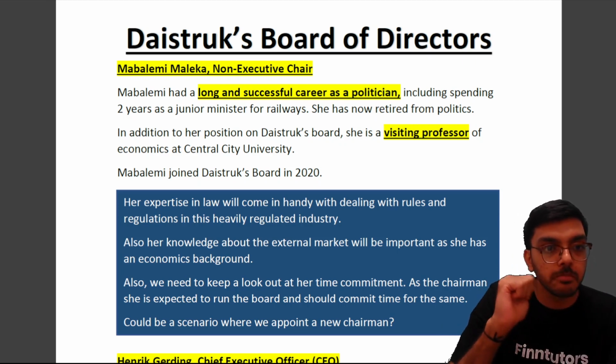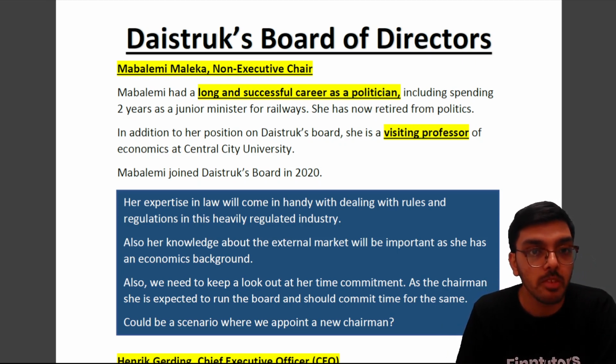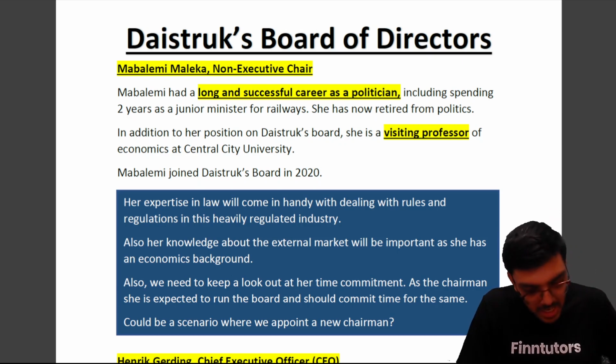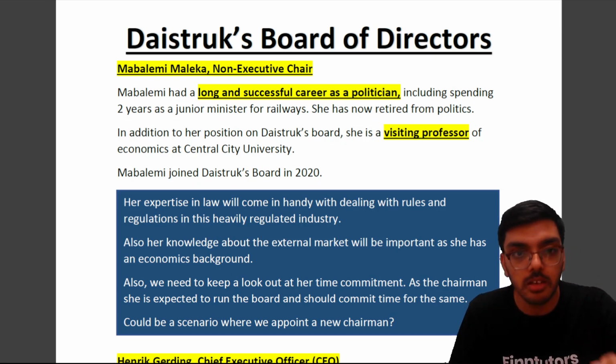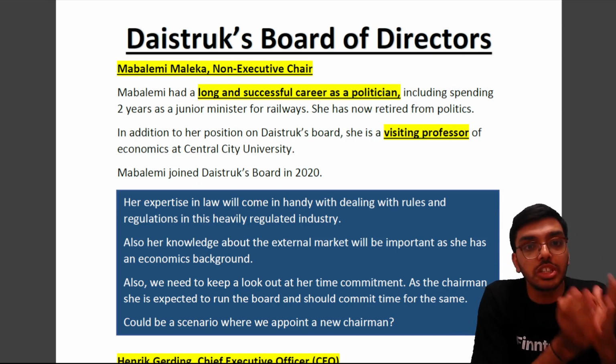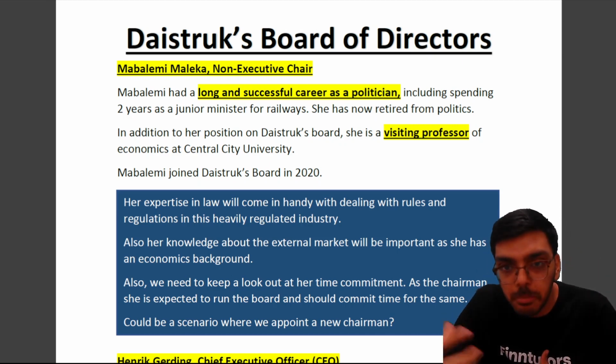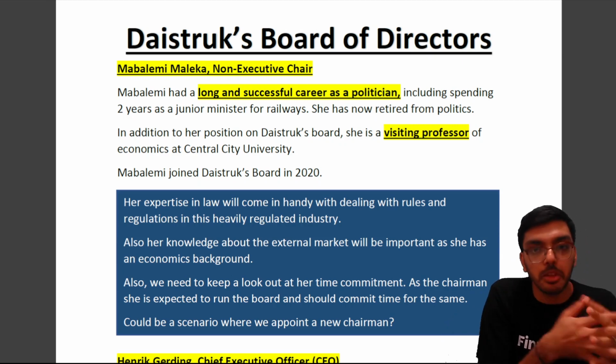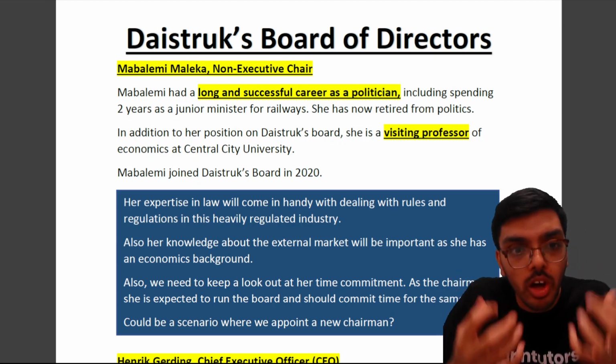For example, they're saying Mabalemi Maleka is a non-executive chairman. She has had a long and successful career as a politician. So if there is anything related to legality, if there's anything related to laws, rules, regulations, she might be the person who has in-depth knowledge, who has the in-depth background. So you can take her experience.